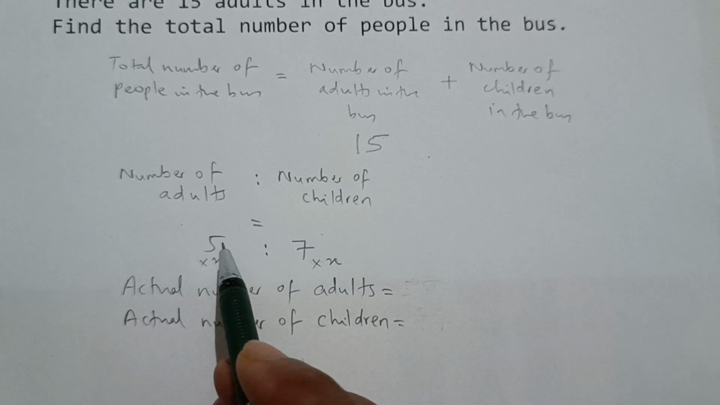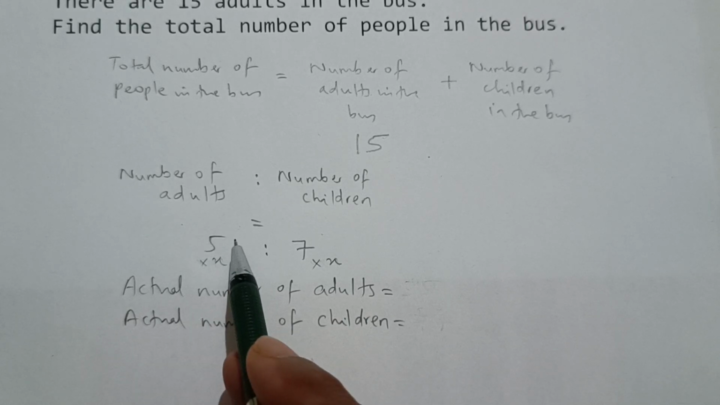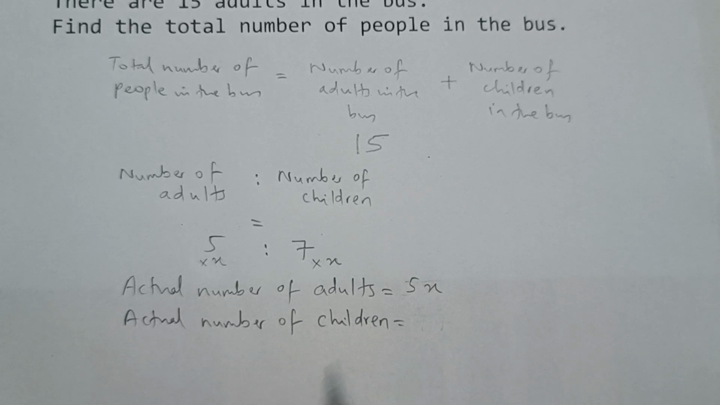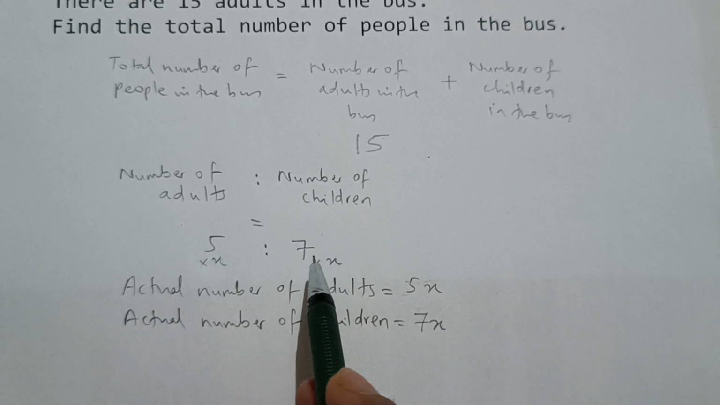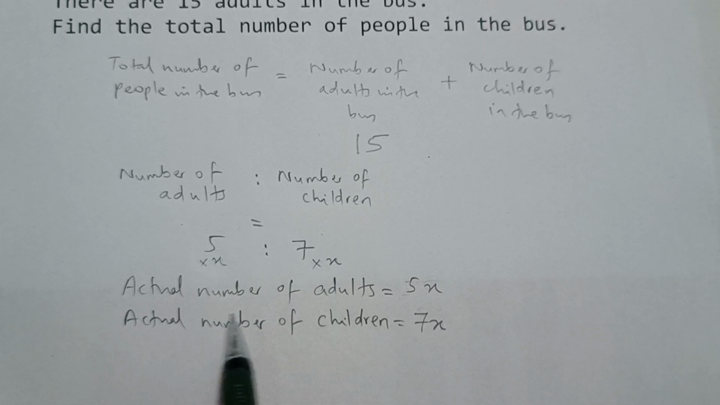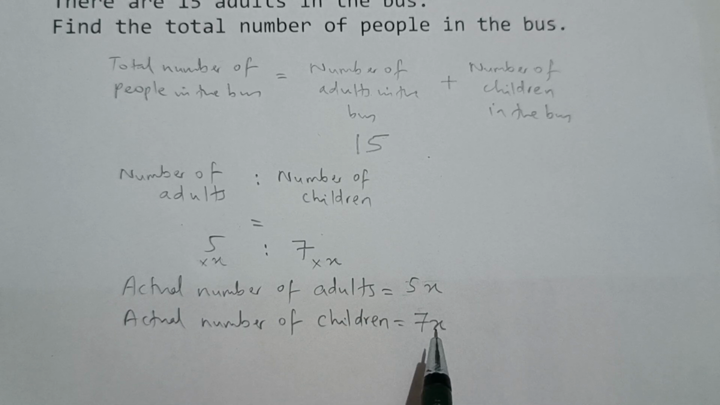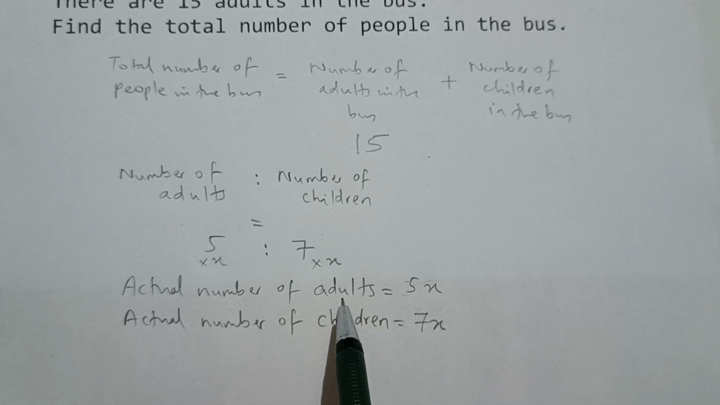The actual number of adults in the bus will be 5 into x, which is 5x. And the actual number of children in the bus is 7 into x, which is 7x. So by multiplying this ratio by the variable x, I have found the actual number of adults and children in the bus.